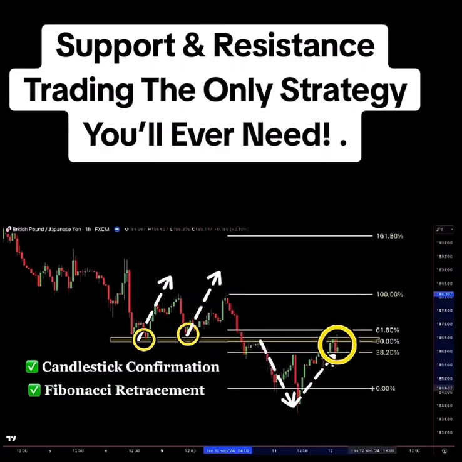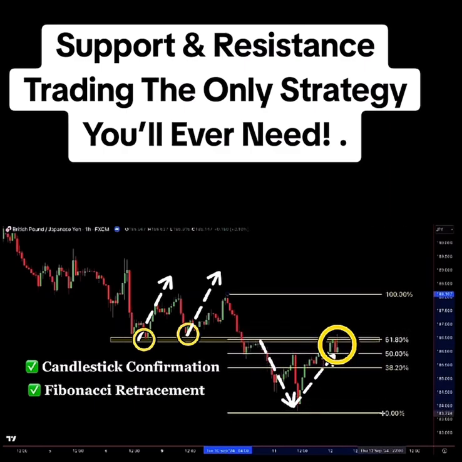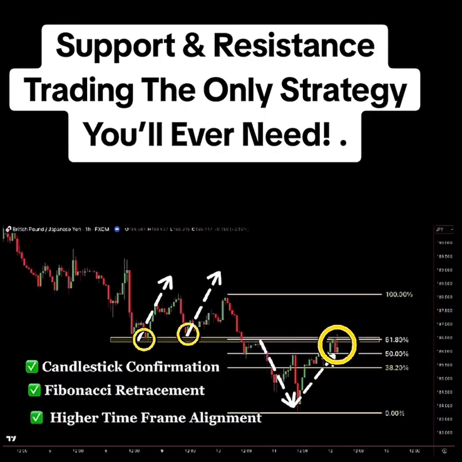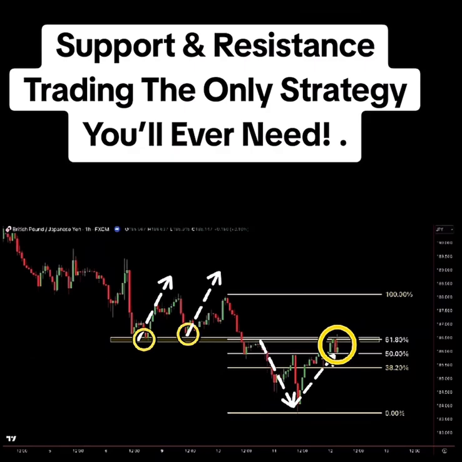Fibonacci retracement: the broken support aligns with the 61.8% retracement level, a key area where price often reverses in a downtrend. Higher time frame alignment: since this trade is on the hourly chart, we check the daily chart to ensure that the broader market is also trending downward. Once price pulls back and rejects the old support as new resistance, we have a high probability trade setup. To capitalize on this setup, we structure our trade as follows.